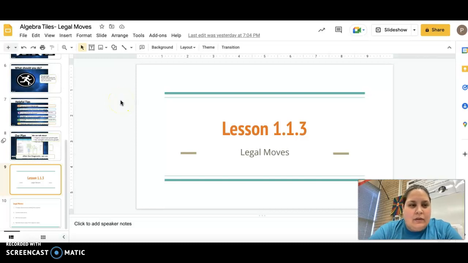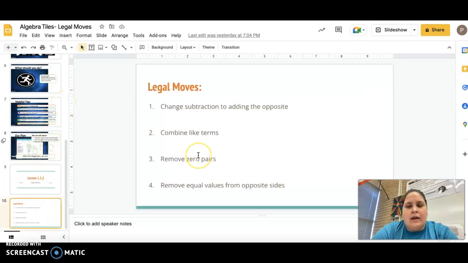Alright, today's lesson we're just going to briefly go over the first 4 legal moves that we are allowed to do using algebra tiles. So first and foremost, I want you to take a second and pause the video and write these in your notes. You are going to need these 4 legal moves, plus we're going to add 1 or 2 more to it later on in another lesson.